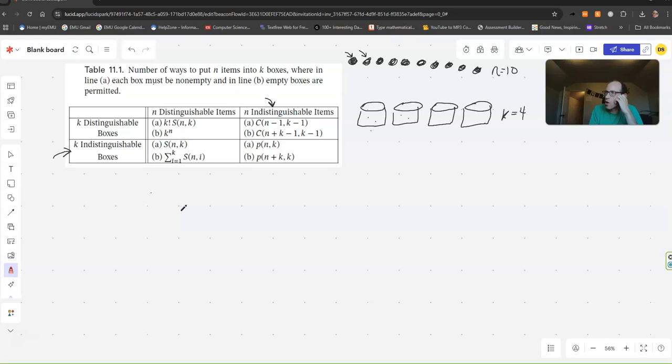boxes equals 4. And if we're saying how many ways to get these 10 balls into these four boxes, and you have to make sure there's at least one ball in a box, well, that's going to be this right here. So the answer would be P(10, 4). Why? Because the balls are all the same, identical. The boxes are all the same, nothing differentiating them. And we said there has to be at least one in each box. Each box must be non-empty.